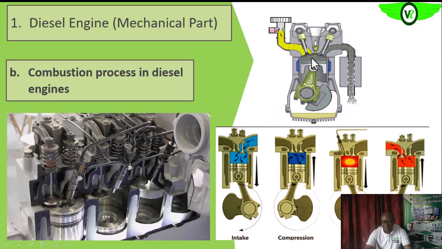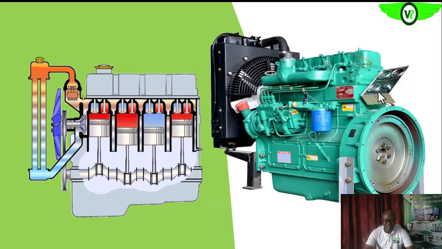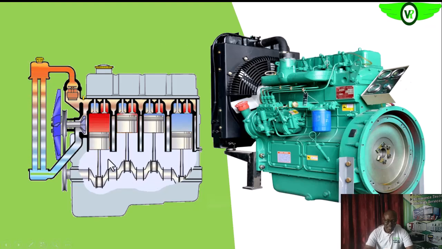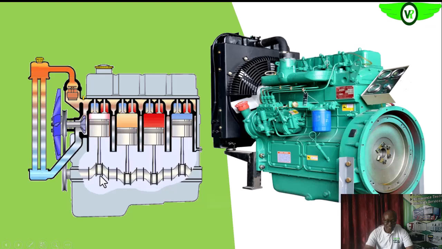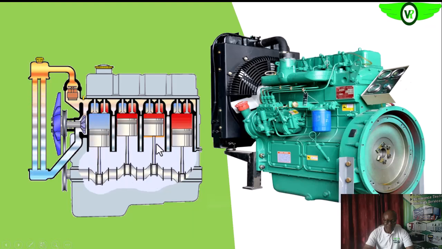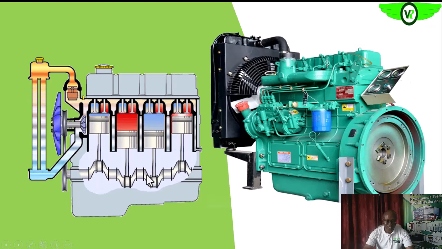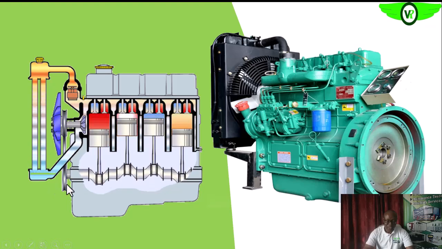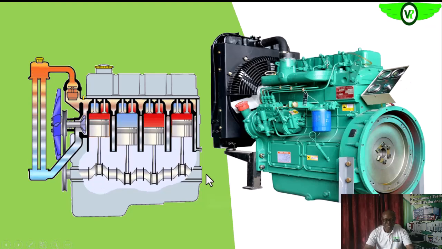Intake, this is intake, compression, ignition, power, then exhaust. Are we getting it? So that is exactly what is happening within the internal combustion engine, as we said before. You see the crankshaft converting the to-and-fro movement of each of these piston and connecting rod combinations into rotating mechanical motion. So this rotating mechanical motion is what we now have available for driving our load.